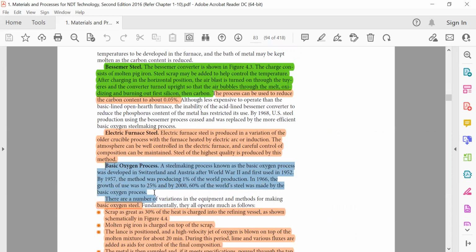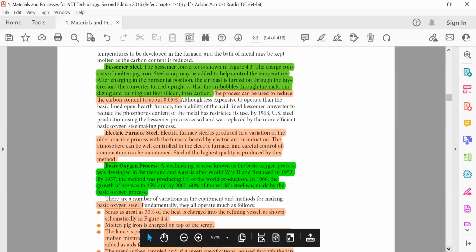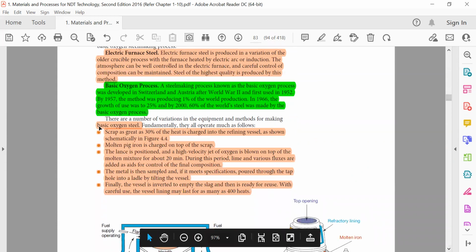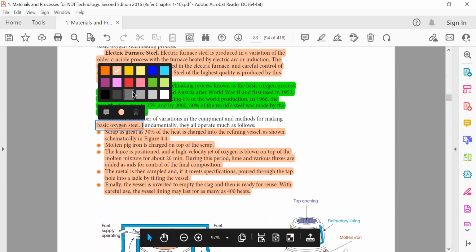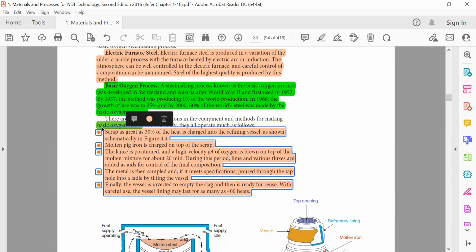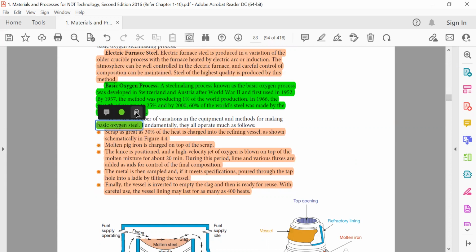Basic oxygen process. A steelmaking process known as the basic oxygen process was developed in Switzerland. The method was producing 1% of the world production. With growth of use, it rose to 25%, and then to 60% of the world's steel made by the basic oxygen process. So in the basic oxygen process, what is happening?